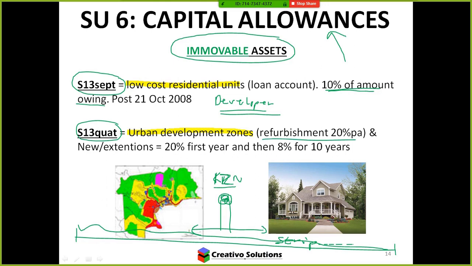Refurbishments, right? Let's say you had an old hotel somewhere in Durban, and now they've refurbished it, upgraded it, improved it. Is it possible to claim a deduction for that? Well, yes. If it's new or extensions, you can claim 20% in the first year and then 8% for the next 10 years. That's for urban development, for refurbishments: 20%, and then 8% every year for 10 years. Is that okay? Yes.